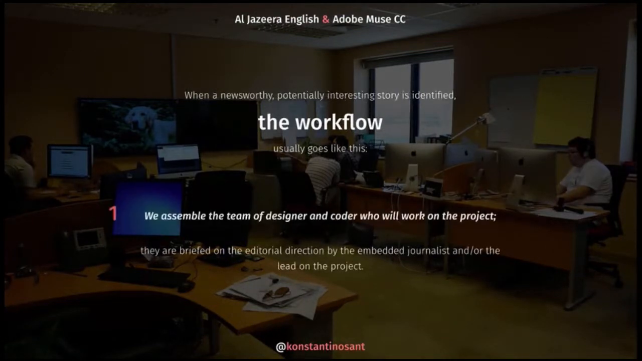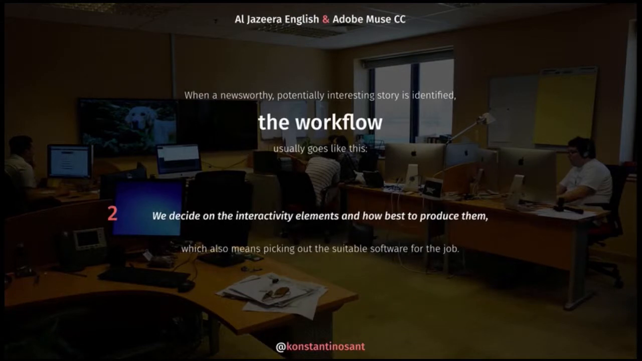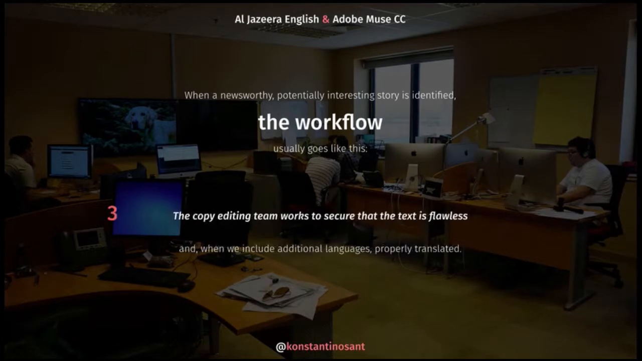So first of all, when we get a long-form project, especially a long-form project, we have two people at least working on it. We have a designer and a developer. And then when we know what the story is about, we need to decide about the software and about how we set up all these interactivity elements we need to tell our story. Then the copy is being prepared.